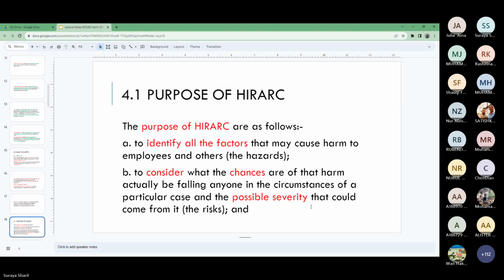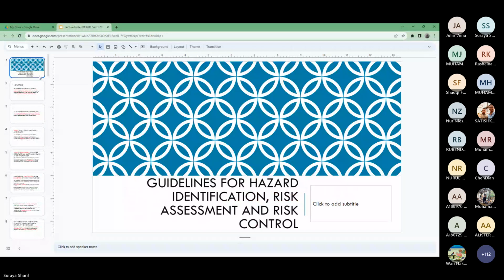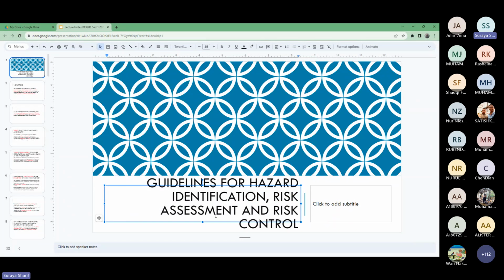And the purpose of HIRARC. So what is HIRARC? So let me check again. So HIRARC, which is hazard identification, risk assessment, and risk control.